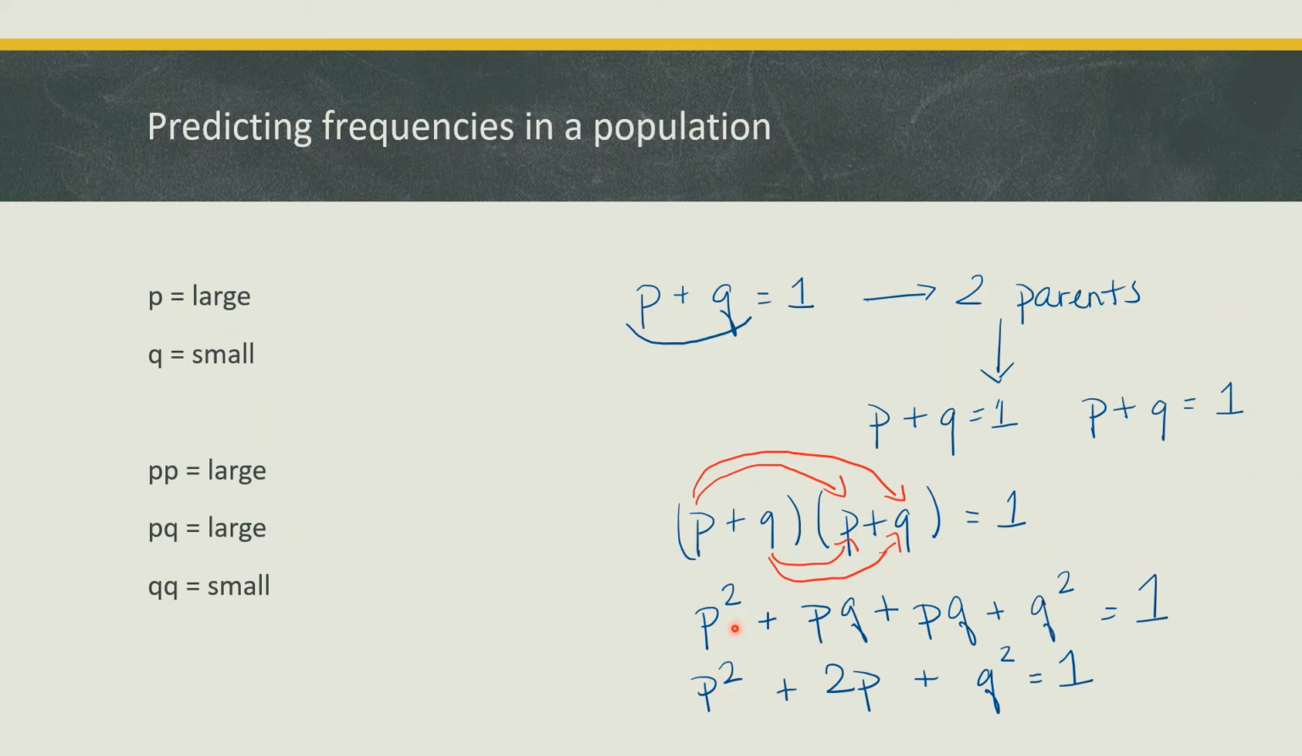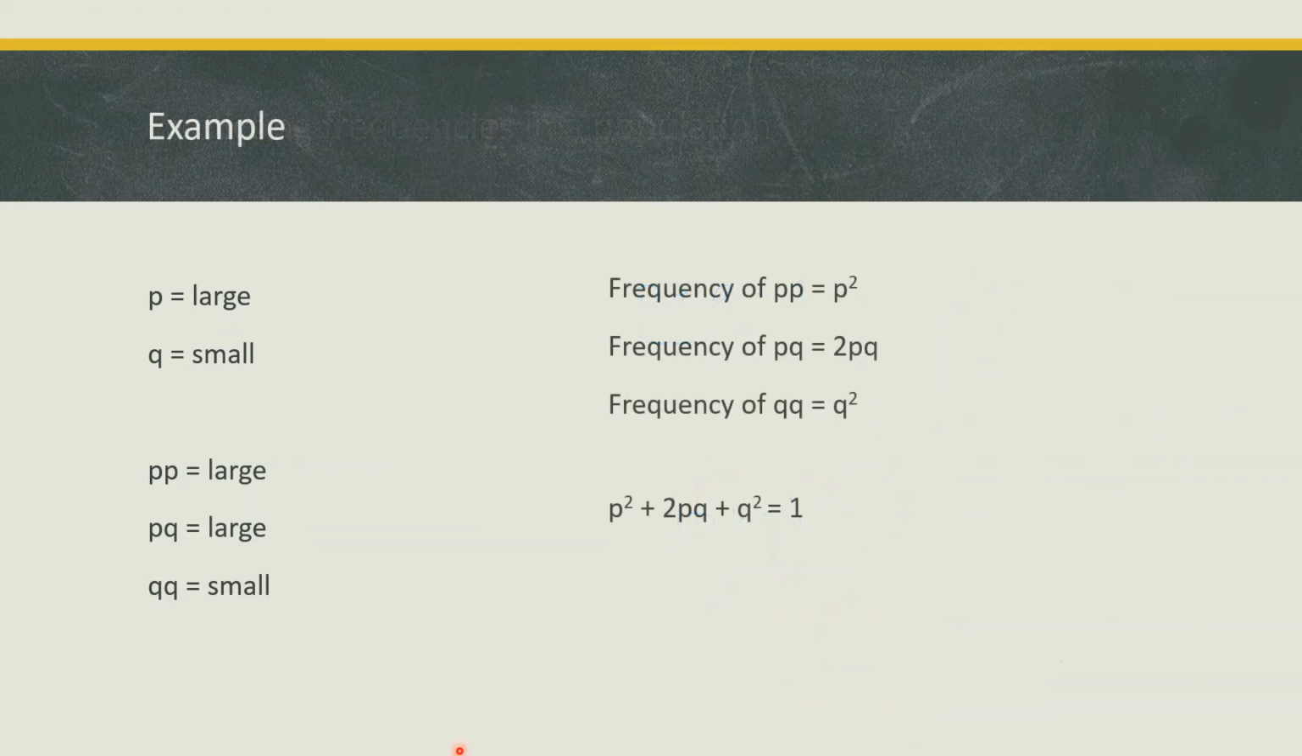So let's simplify that: p squared plus pq plus pq. Oh, that's what's missing, that's a q. So pq plus pq is 2pq, plus q squared equals 1. This is the second Hardy-Weinberg equation. Okay, so let's keep working with it.